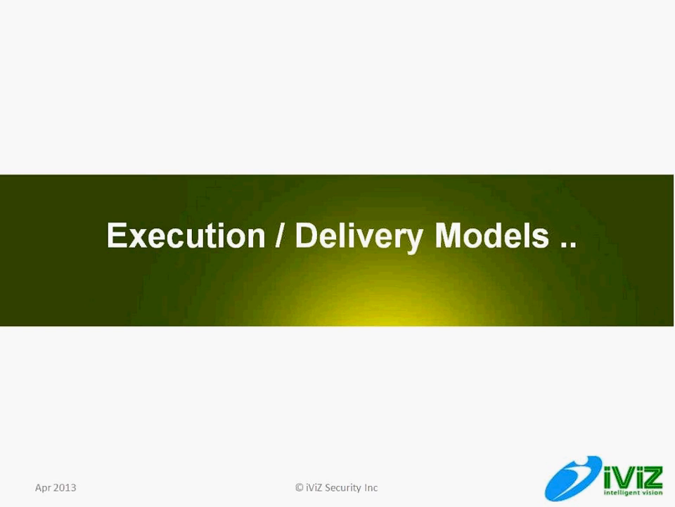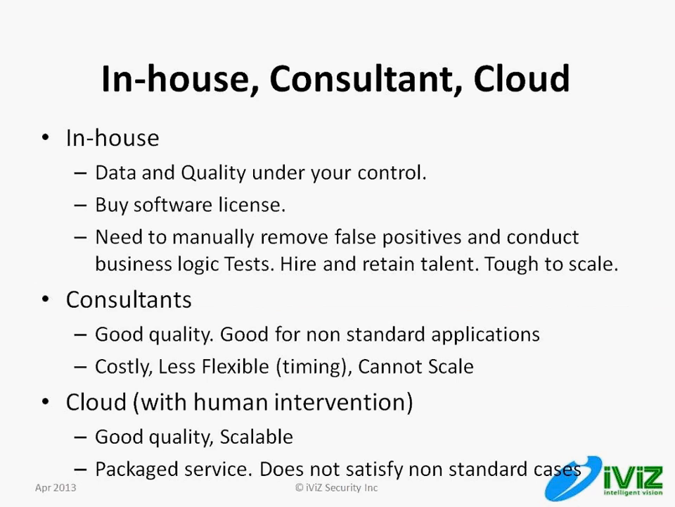Which are the execution or delivery models? We discussed the two primary technologies, but then it can be executed or delivered in three major ways. You can have an in-house model, you can go to consultants, or you can use the cloud. In case of in-house, you have the data and the quality under your control. Of course, it's not necessary that your control means always the best, but if you have good control, then that's good.